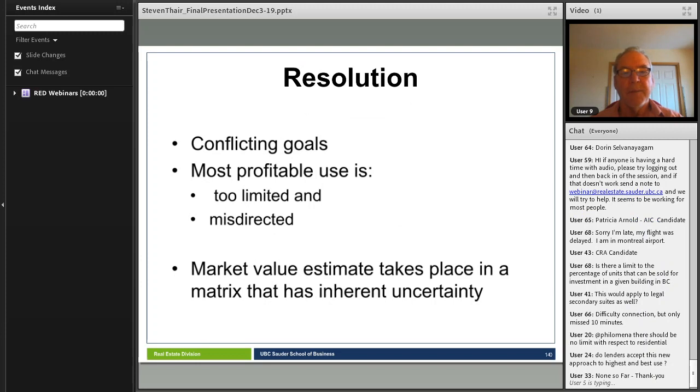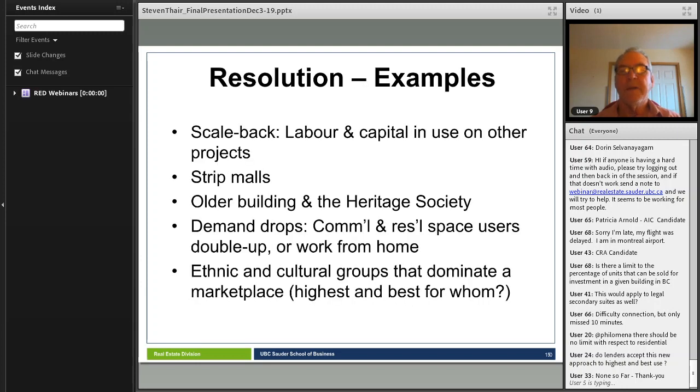If you have any questions, the players have conflicting goals, and the most profitable use is really too limited, it's too narrow a view of what's going on. And then I'm re-emphasizing here that there's a lot of uncertainty in this. The uncertainty when you're reaching a conclusion about highest and best use or most probable use is not necessarily because you don't have enough information. You know, we have this notion that if we just got enough information, we would get the right answer.